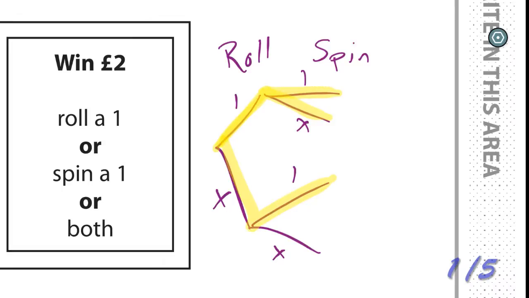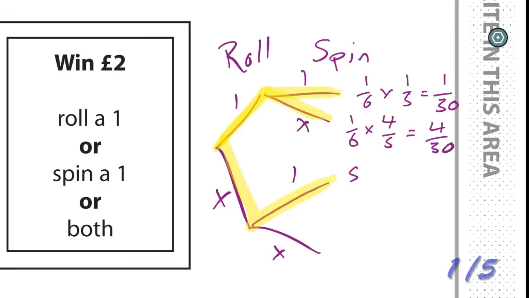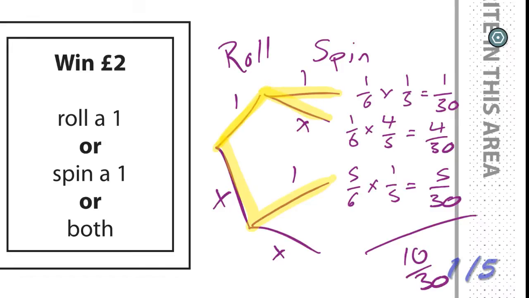You do both. We just want the probability that you roll a 1, 1/6, multiplied by the probability that you spin a 1, 1/5, that's 1/30. Or we could roll a 1 and not spin a 1, that's 1/6 multiplied by 4/5, so that's 4/30. Or we don't roll a 1, 5 out of 6, but you do spin a 1, that's 1/5, giving you 5/30. Those 3 totaled, 1/30 plus 4/30 plus 5/30 give you 10/30. So 10 out of 30 is the number of times we're expecting someone to win £2.